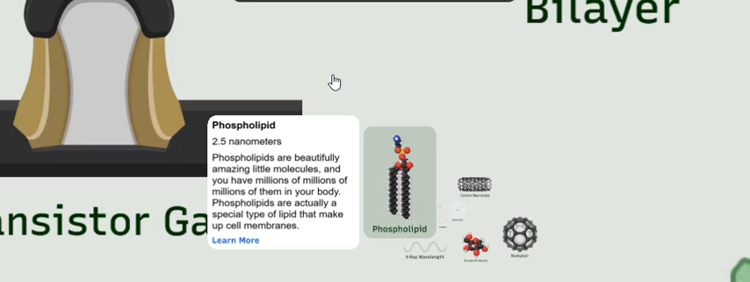Phospholipid, 2.5 nanometers. Phospholipids are beautifully amazing little molecules. You have millions of them in your body. Phospholipids are actually a special type of lipid that make up cell membranes.